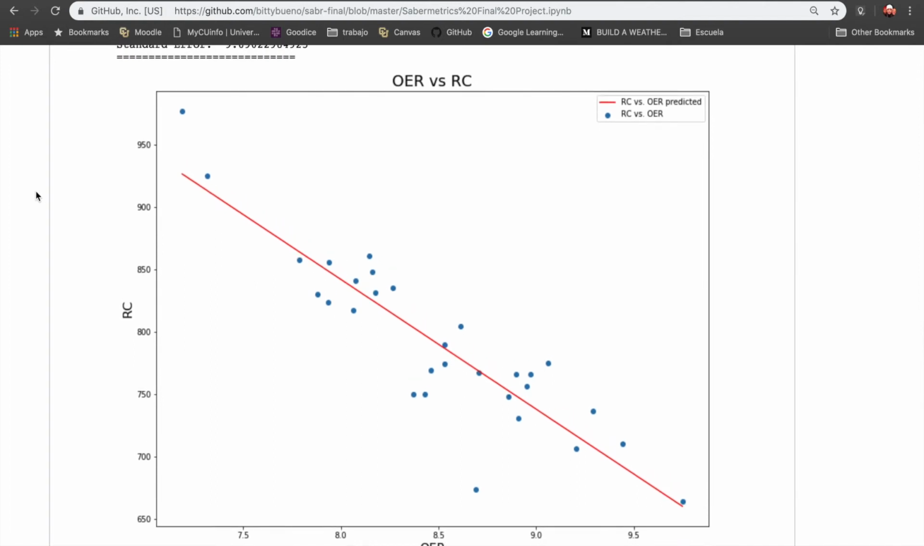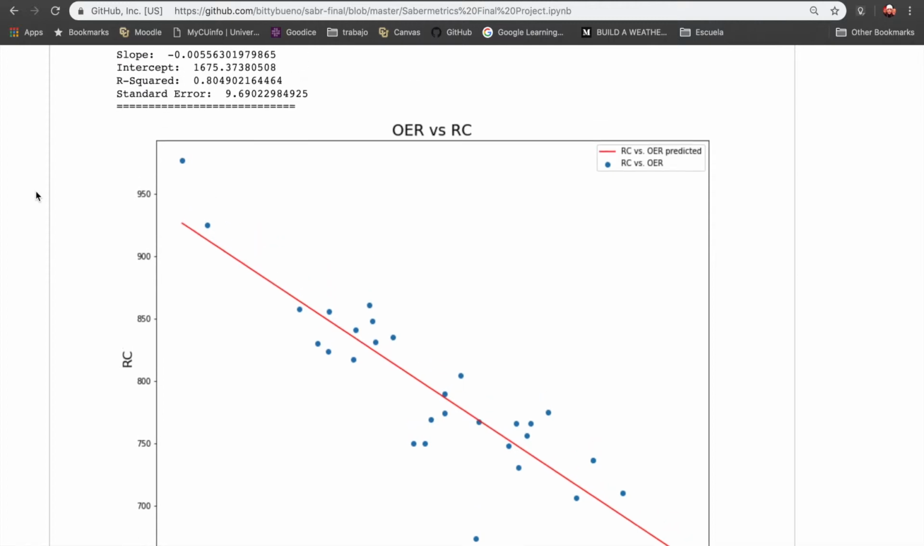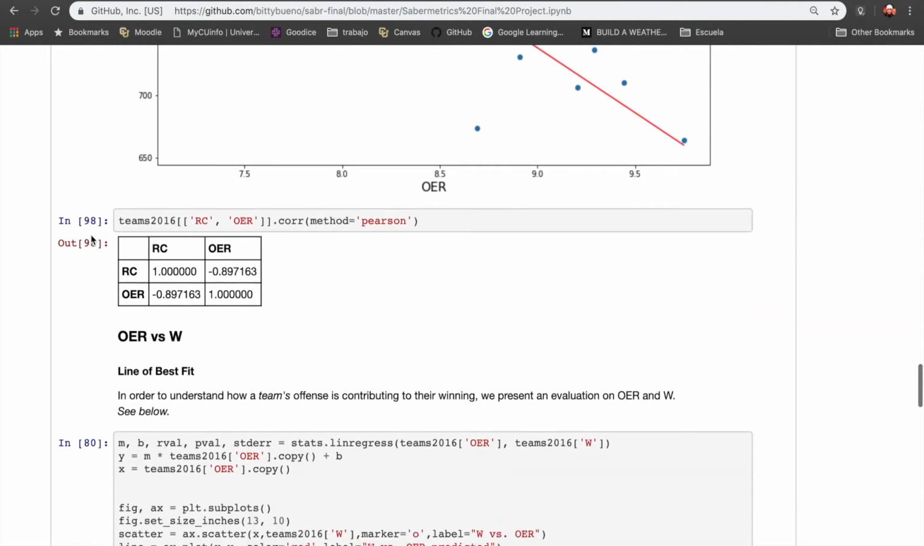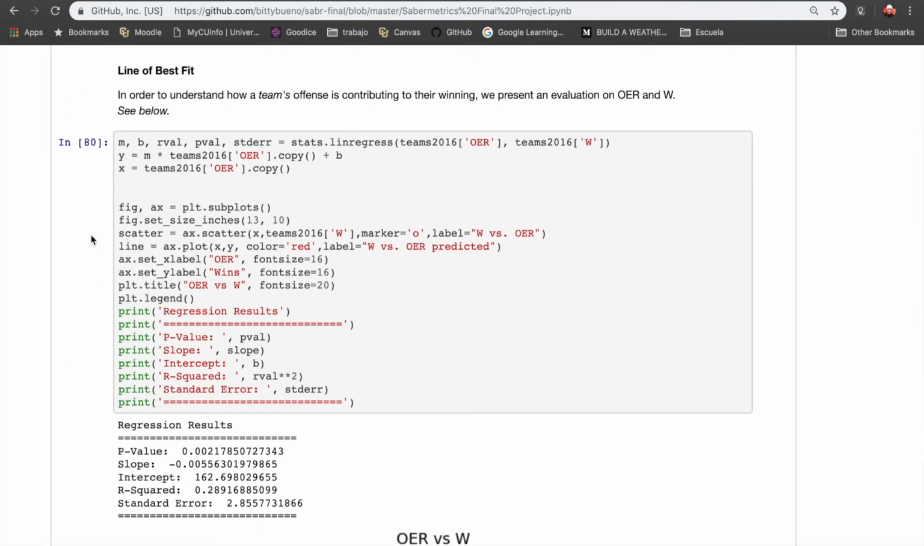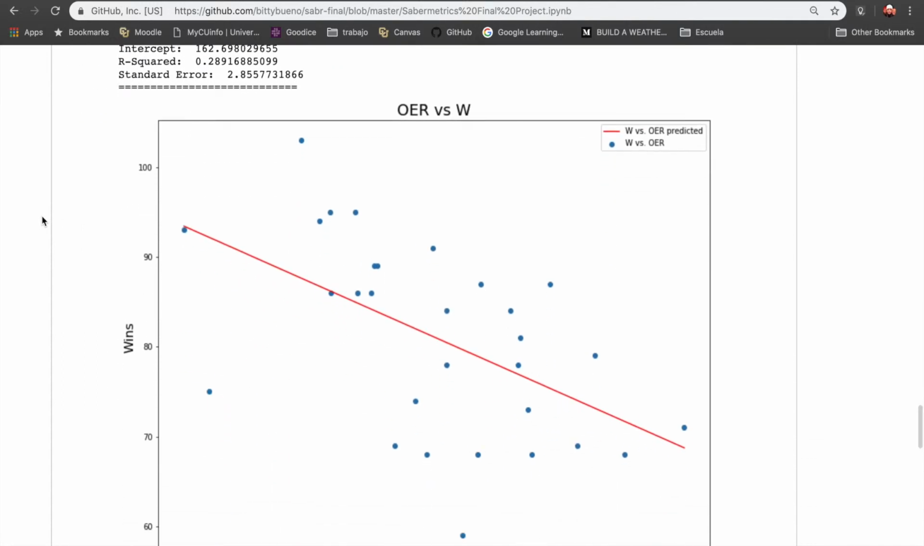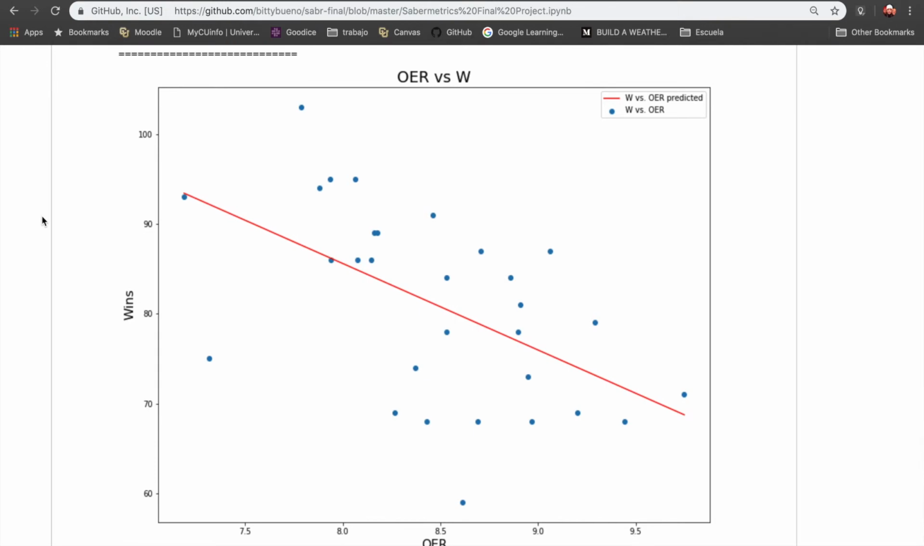And here we see a much greater correlation between OER and RC rather than the batting average. And again, we get an R squared of about 80%, which is higher than we saw before. And finally, since we're trying to understand a team's overall performance, in this case, we're looking at their winning performance, I figured it'd be great to compare OER to wins. And here again, we see it's less correlated. We might be able to make the case that there is some correlation, but again, this is just looking at wins in terms of offense.